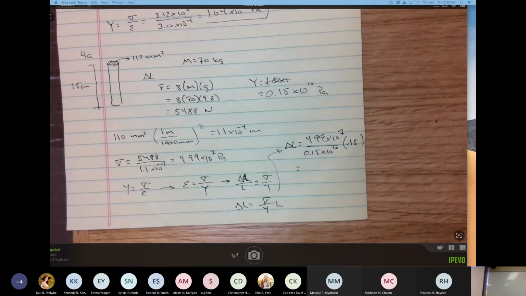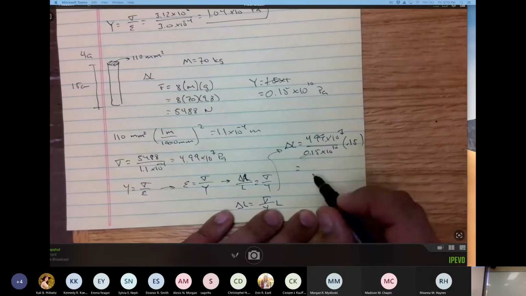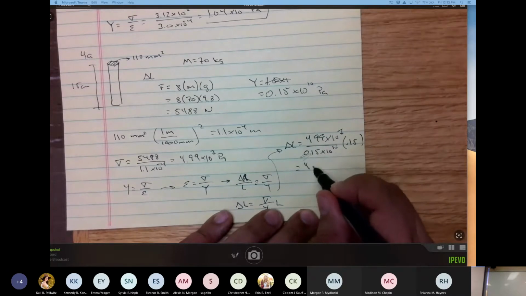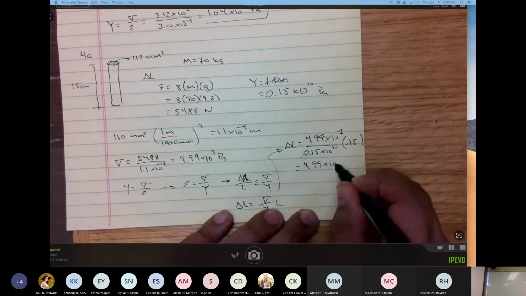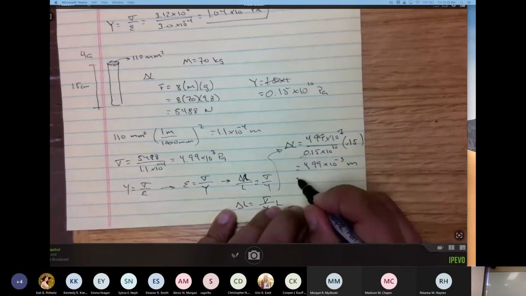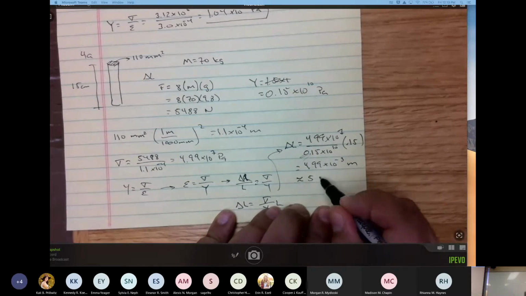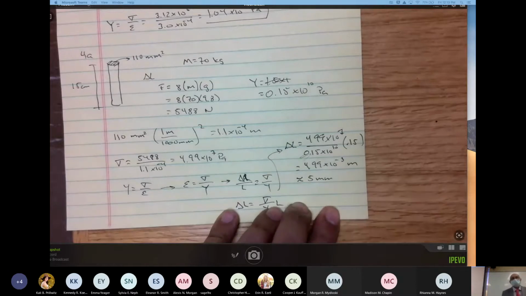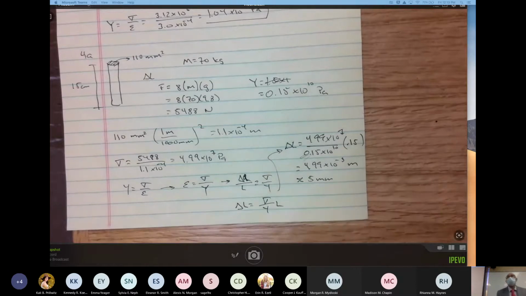4.99 times 10 to the minus 3 meters. So that's around 5 millimeters of stretching. Okay. Questions?